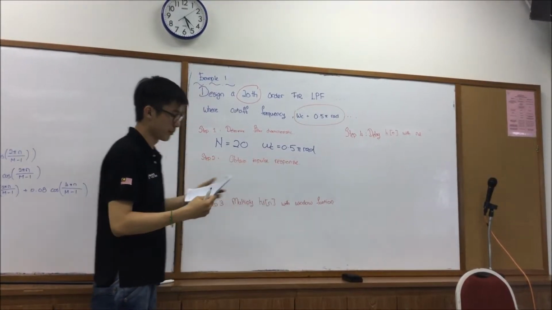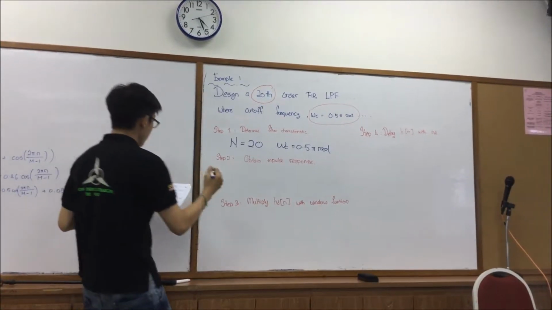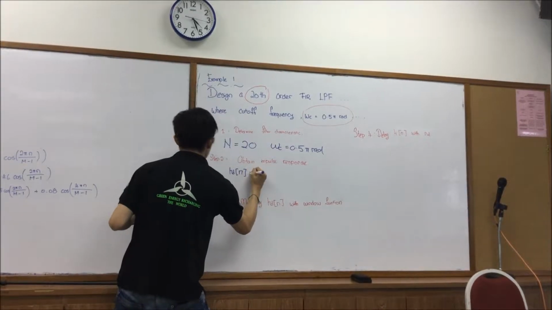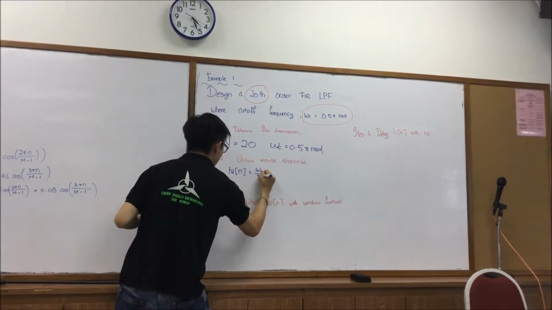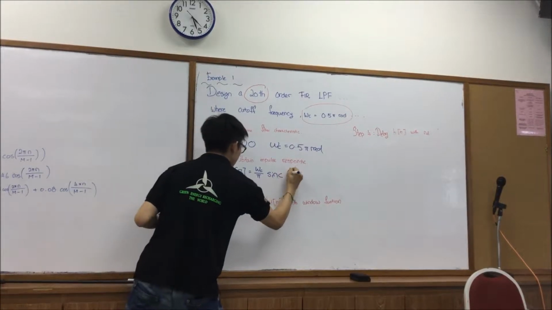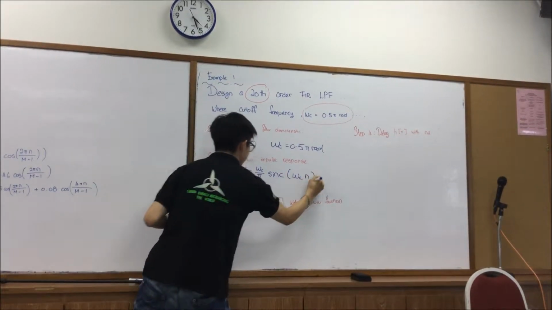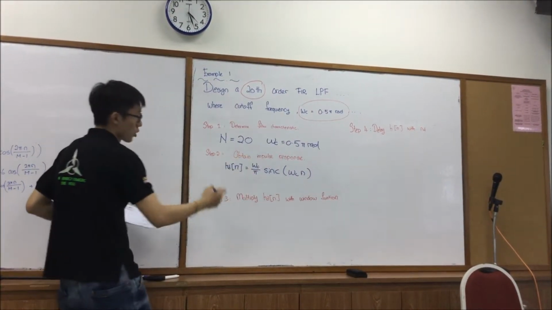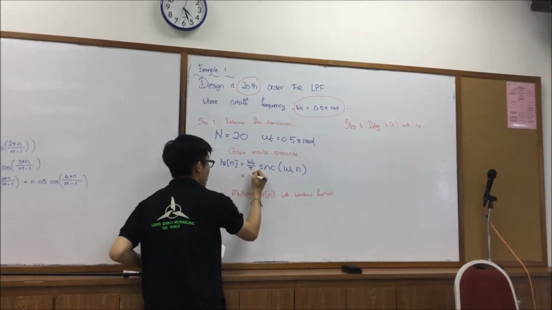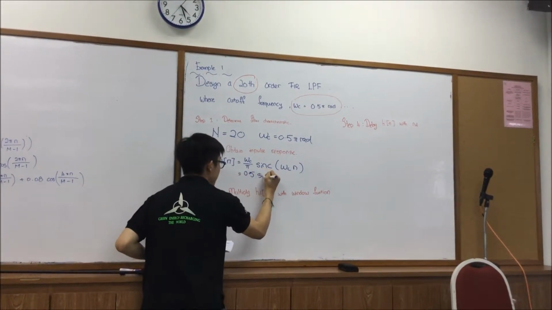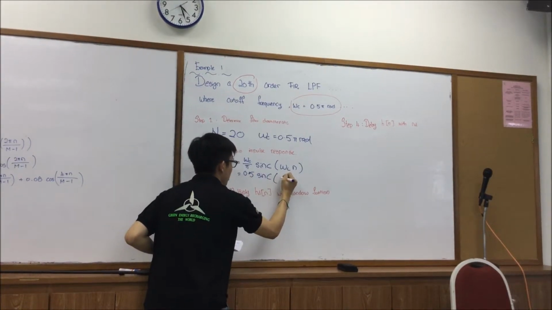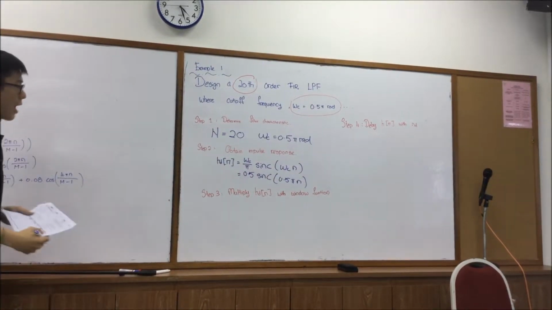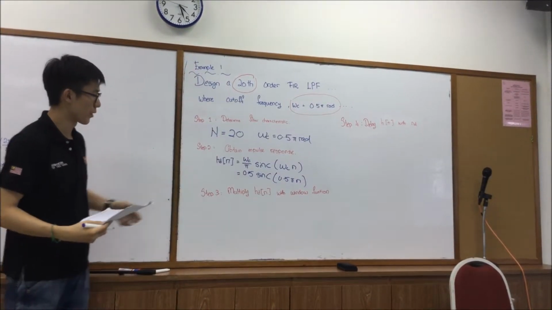Obtain the impulse response. The impulse response equation is h_d(n) equal to omega c over pi times sinc(omega c n). We substitute the omega c we got just now, so the equation will become 0.5 sinc(0.5 pi n).